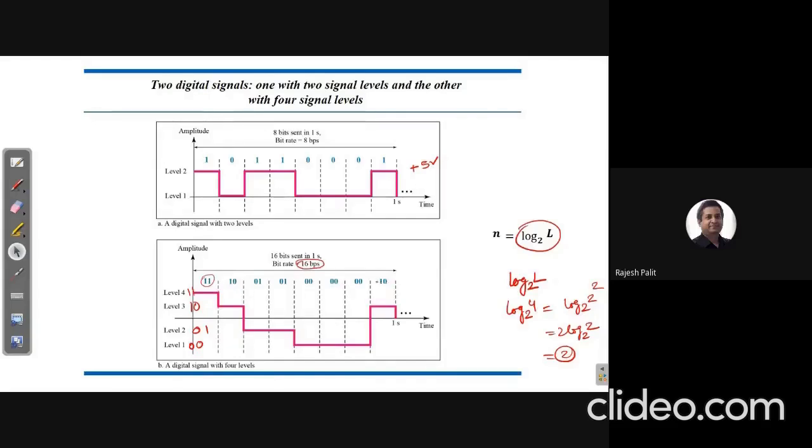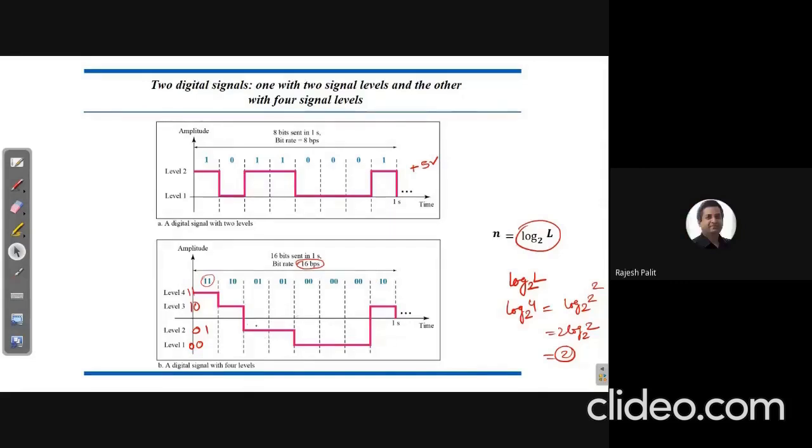Sir, what do the levels depend on? Do they become more or fewer? Hello, I can't hear you. Can you please speak a little bit louder? Sir, what do the levels depend on?